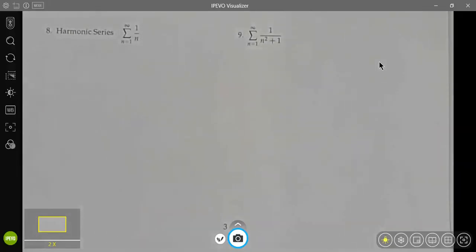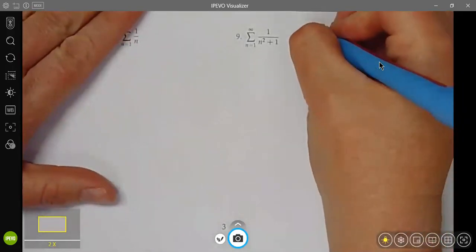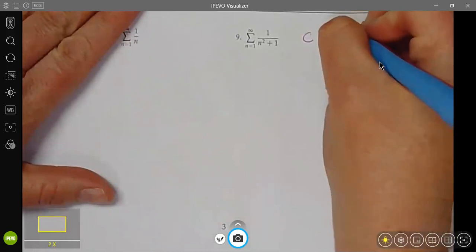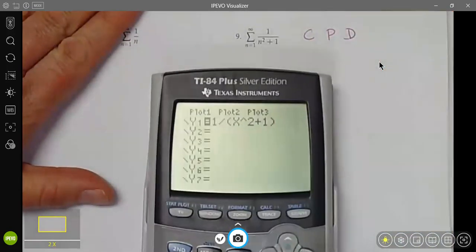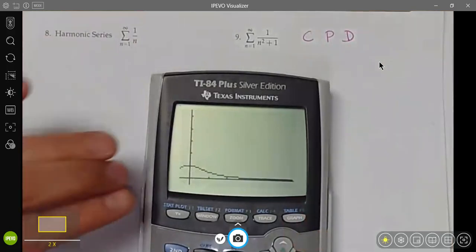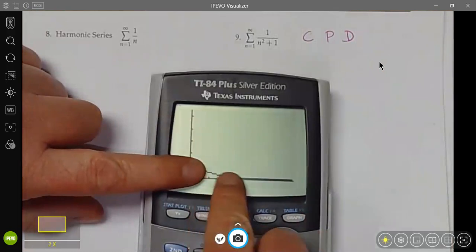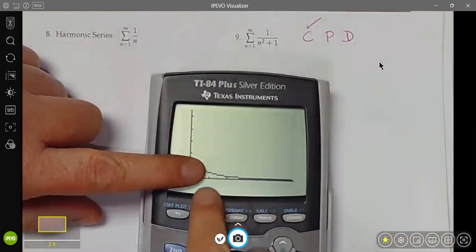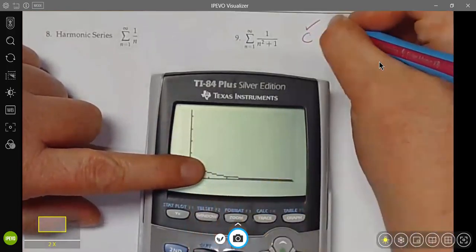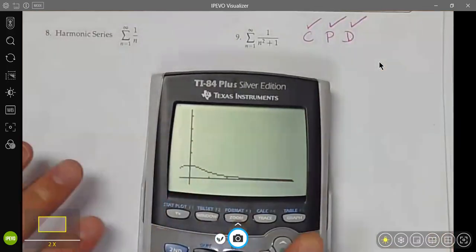Example 9, the series n equals 1 to infinity of 1 over n squared plus 1. So step 1 is to check that it is continuous, positive, and decreasing. So I have 1 over x squared plus 1 in my calculator, and here's my graph. And again, this starts at n equals 1, so I'd be starting here. It is continuous. All the values are above the x-axis, so that makes it positive. And then it is decreasing, so we meet our criteria.